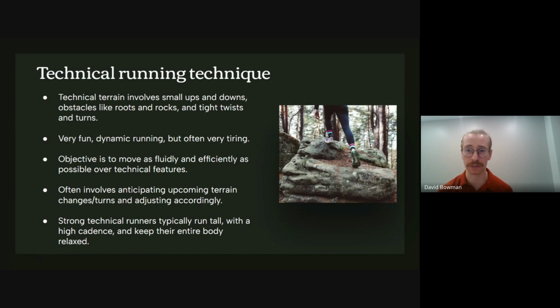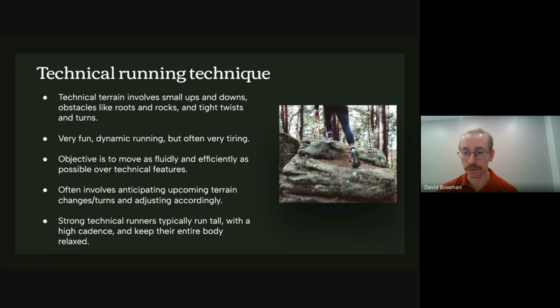And the reason for this is that we're having to navigate all of these different obstacles and changes. So as the feet are moving through space, it's a lot of extra movement. And if we're not used to it, it can be quite fatiguing. Your objective here is really trying to move as fluidly and efficiently as possible over the different features. And because of this, we have to often anticipate, again, similar to downhill running, all of these upcoming terrain changes and turns and navigate or adjust our stride accordingly.